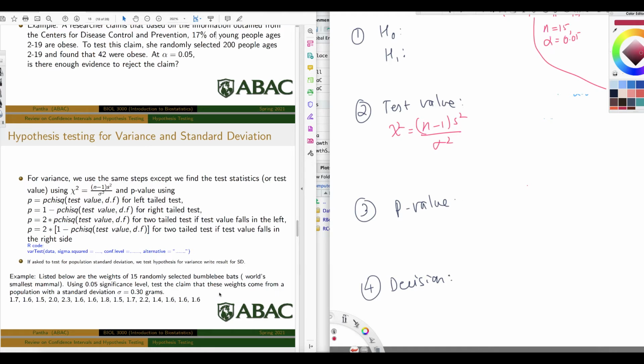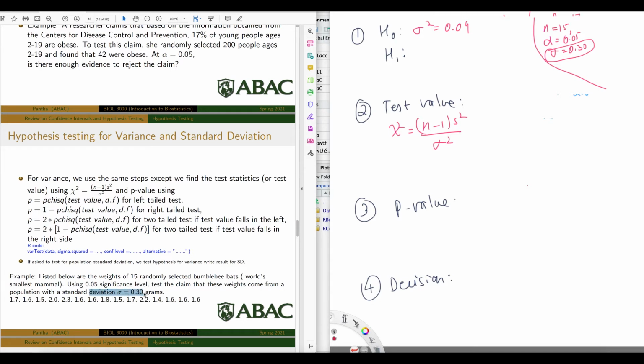That's given. Test the claim that the weights come from a population with a standard deviation sigma of 0.30. Sigma equals 0.30 is the null hypothesis given, but we always test for variance, so we do sigma square. Sigma square is 0.3 square, which is 0.09. So the null hypothesis is variance is 0.09. It doesn't say less than or greater than, so it is two-tailed. So the alternative is sigma square is not equal to 0.09.